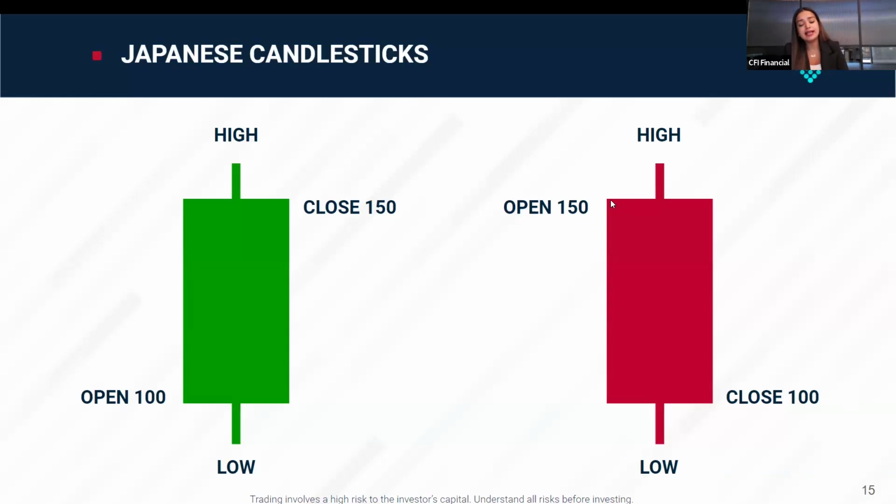So here we have a negative candle, a bear candle, or red or black candle. On the other hand, here, the open price was 100 and the closing price was 150. As you can see, the closing price is higher than the opening price. So here we have a bullish candle, or green candle, or white candle. The main difference is the opening price and the closing price. The upper and lower shadows are the same.